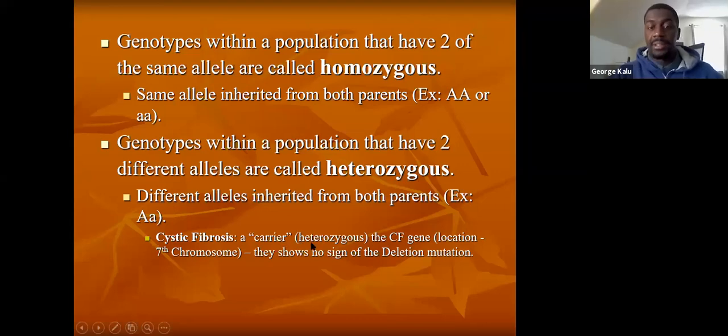Okay. And so even though they're heterozygous and they have the one copy of the recessive diseased allele, they're not going to actually have the cystic fibrosis phenotype, because they're going to have the healthy allele, the dominant A allele in this case. Okay. So they're not going to show any sign of that mutation that leads to cystic fibrosis.